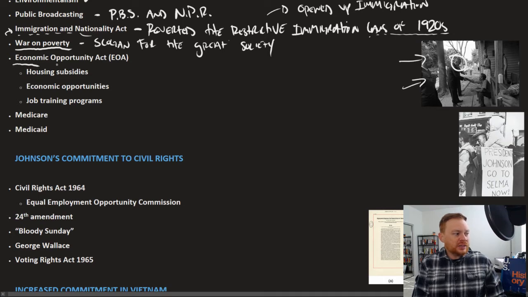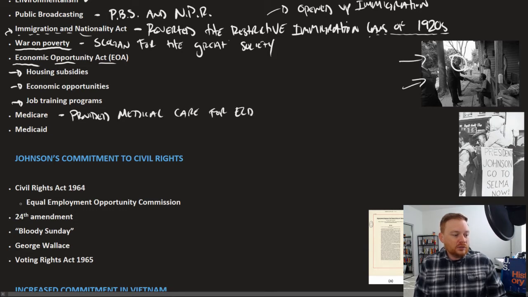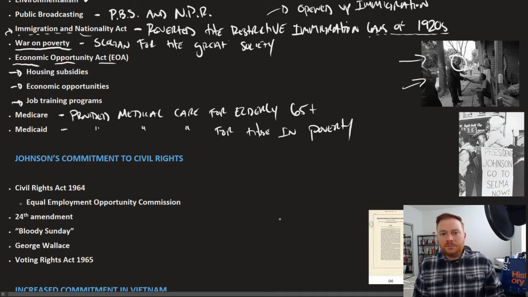The Economic Opportunity Act was also part of this program. The EOA provided housing subsidies, that is, helped to assist with certain housing. It created various economic opportunities and job training programs. And probably most important about Johnson's Great Society were the medical programs. Medicare provided medical care for the elderly, 65 plus. Medicaid did the same thing, providing medical care for those in poverty. So if you met a certain wealth threshold, you could get medical care through both those programs. Medicaid and Medicare are very much still with us today.